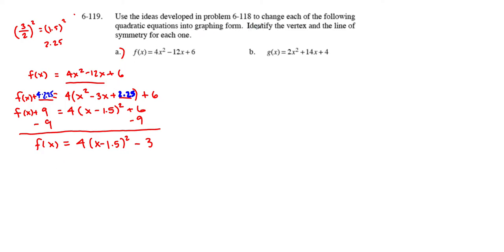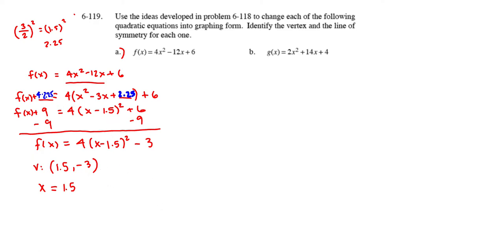Now we're looking at identifying the vertex and the line of symmetry. So our vertex here comes from our locator point, h, k. So we're going to end up with our vertex being 1.5, negative 3. And our line of symmetry has to run right through this x-coordinate here. So we're going to have x equals 1.5. So that is letter A.